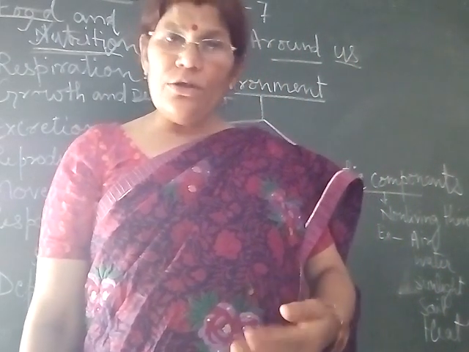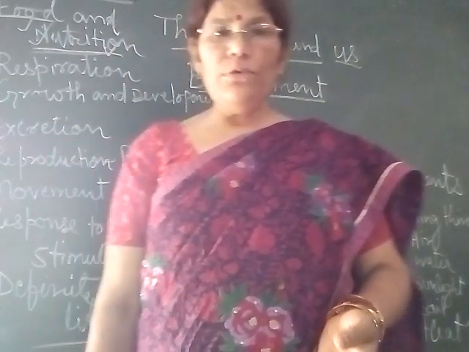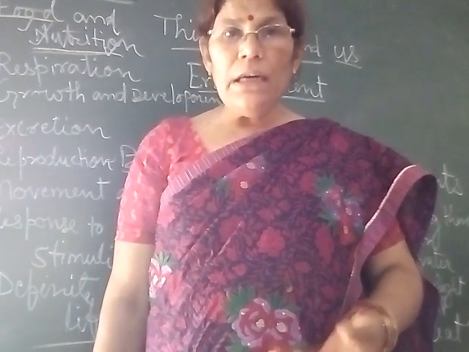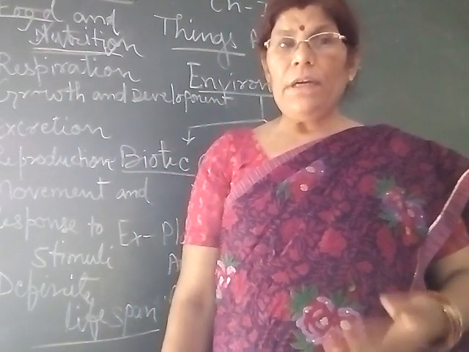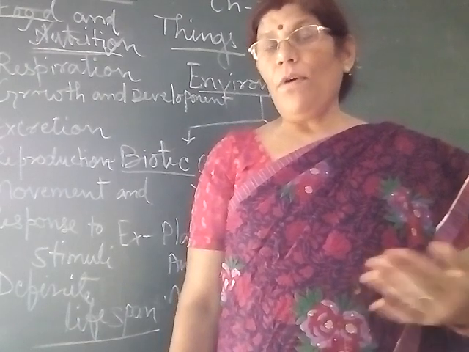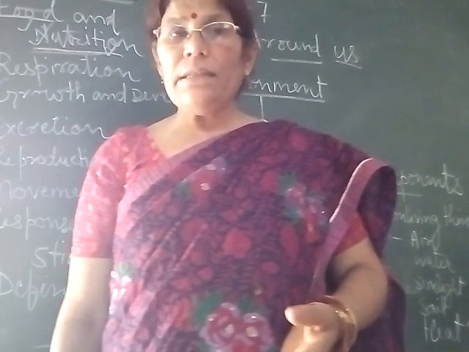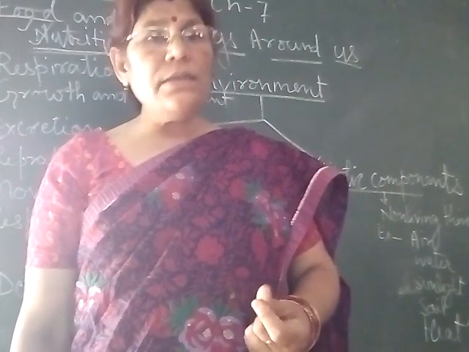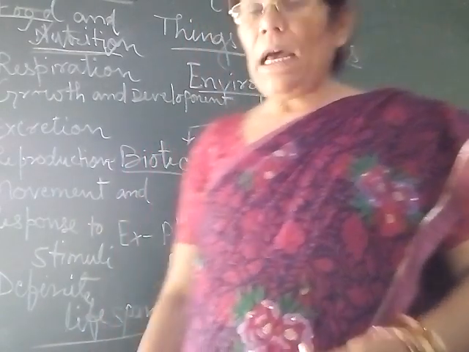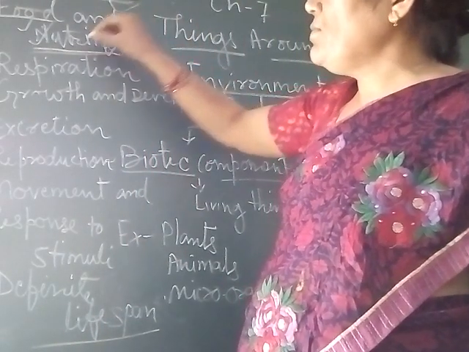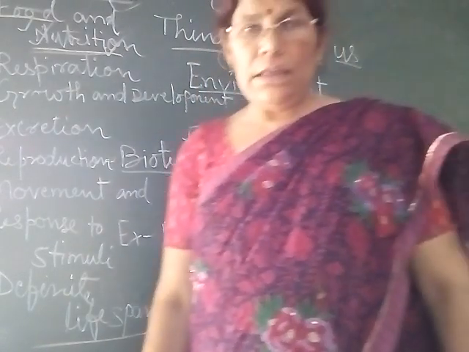Animals are heterotrophs because animals cannot make their own food. They are dependent for their food on plants or other animals. That's why they are known as heterotrophs. This characteristic is found only in living things and not found in non-living things.